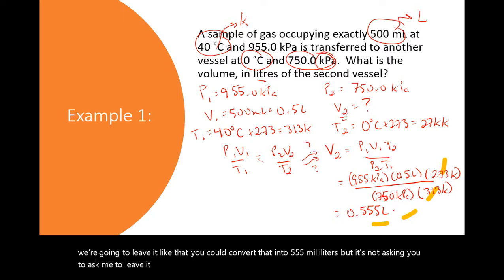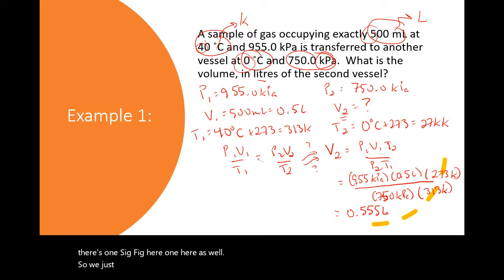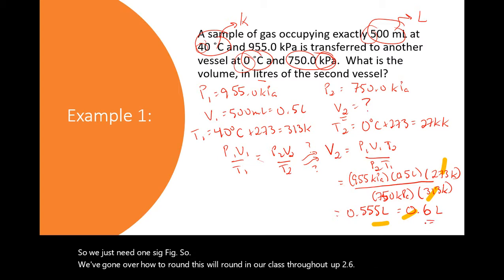Now let's look at our sig figs here. We really just see that there's 1 sig fig here, 1 sig fig here, 1 here as well. So we would just need 1 sig fig. We've gone over how to round. In our class, this will round up to 0.6. There you go.